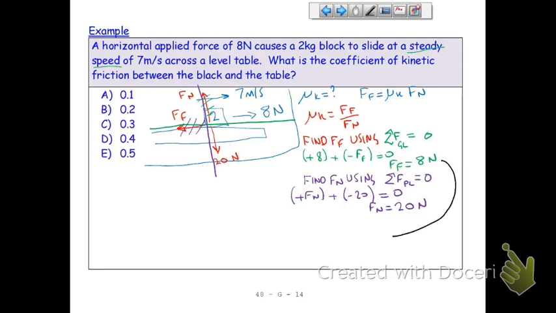Combine these two together. I say mu k is equal to Ff over Fn, which equals 8 over 20, which equals 0.4 newtons. Whoa, bad Bonaquisti, 0.4. No units, because newtons over newtons is nothing.